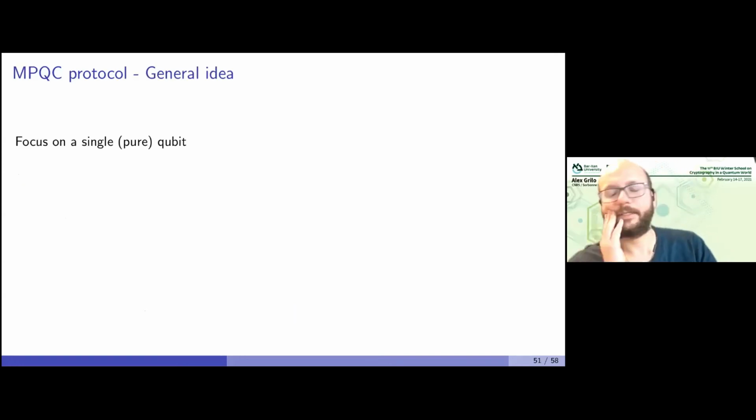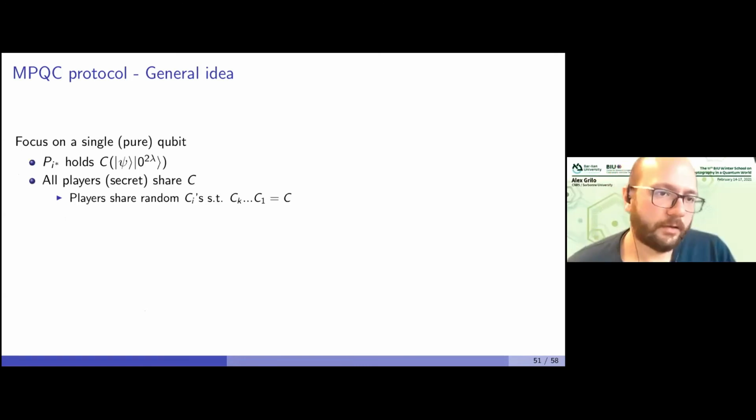Let us see how we use this. Let us focus now only on a single pure qubit, and this will already contain all the main ideas that we need for our protocol. The first idea is that when you have a single qubit psi, one of the parties will hold the Clifford encoding of this qubit psi, but nobody knows C alone. The idea is that this Clifford C will be shared among all of the parties in a secret way.